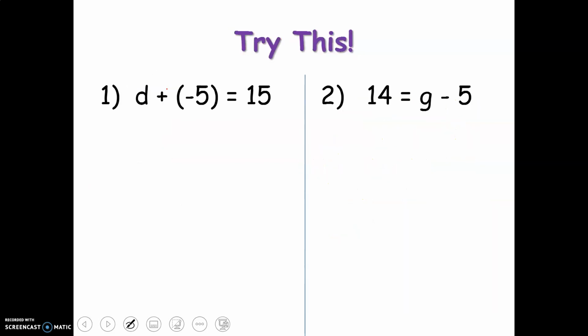Now it's your turn to try. Try these two problems, pause the video, give it a try. Once you have your answers, check in with a neighbor, see if you get the same thing, or verify with the teacher.